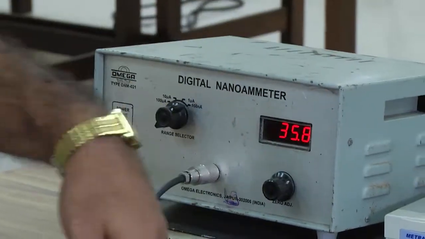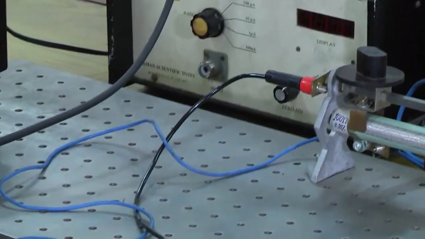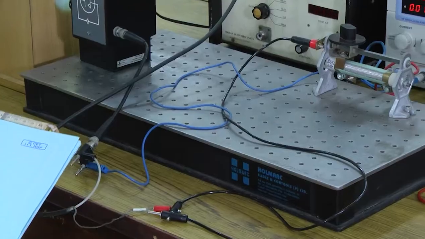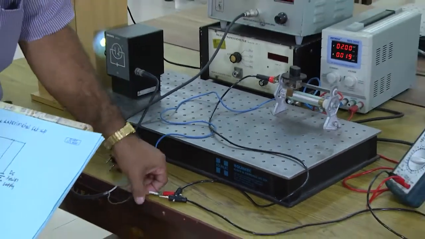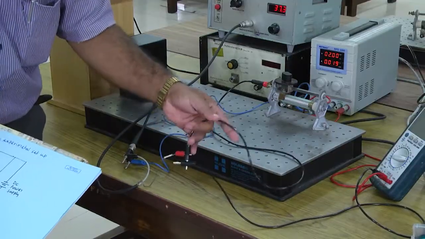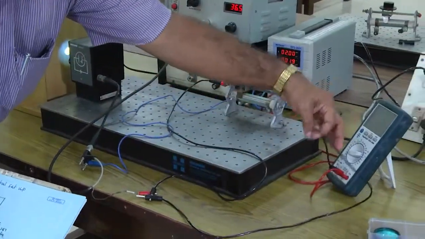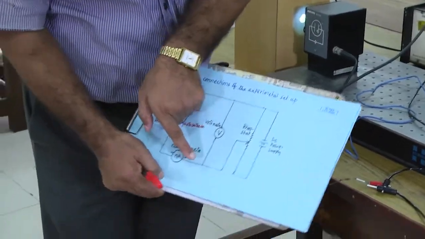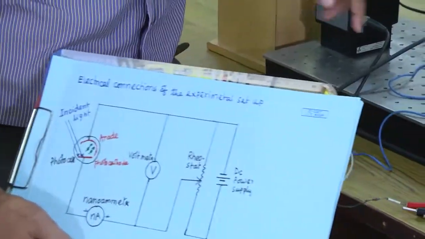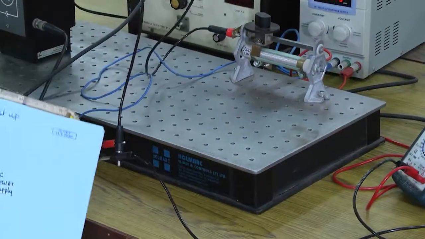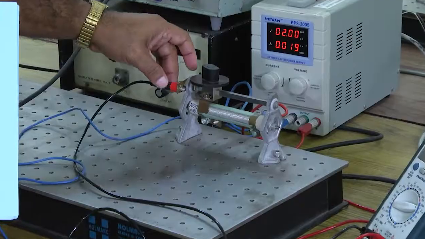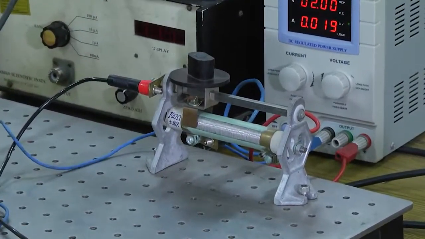And from the nanoammeter, there are two ends. One end is connected here, and the other end is going towards the voltmeter. So one is going towards the voltmeter and the other part is going to the rheostat. This is the rheostat. So, the other part connects here to the rheostat. So, this connection and this connection I showed you.